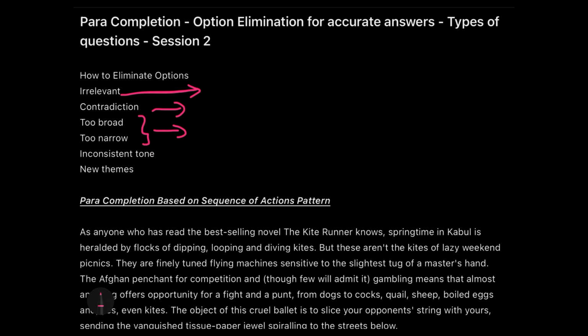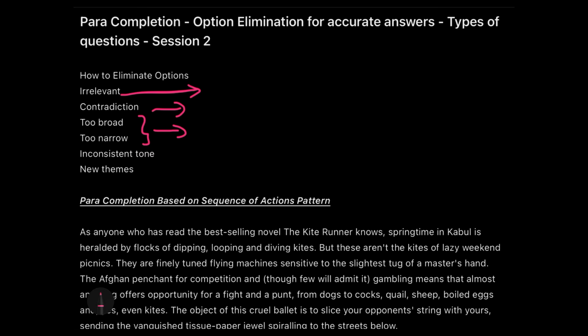And just the opposite of it is called too narrow, where the answer option focuses pointlessly on a very minor aspect of the paragraph and therefore fails to capture the broader or grander scene or theme of the passage. I'll give you some examples with the help of the questions right below, like how you can eliminate an option calling it too narrow.